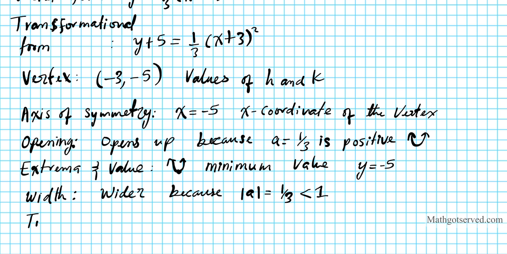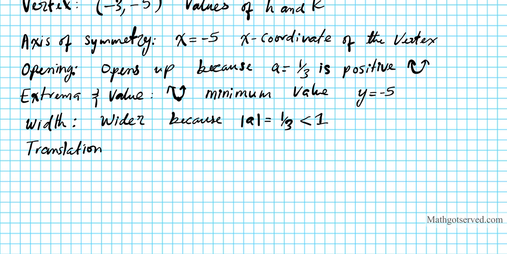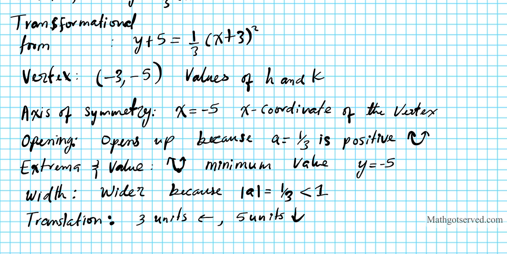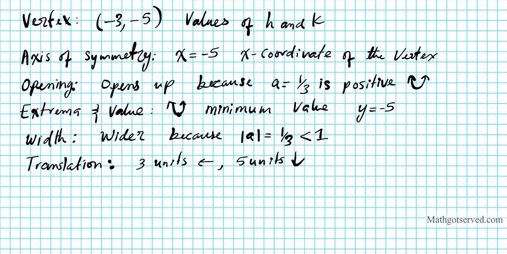Next thing we need is the translation. To determine the translation, we just look at the vertex and follow the signs. So +3 means you go 3 units to the left, and the -5 means you go 5 units down. Or you can look at your transformational form and do the opposite. Up and down, if you go down 5, the reverse. Side to side, you go to the left 3, the reverse. Now that we have all the information that we need, let's write down the answers here.